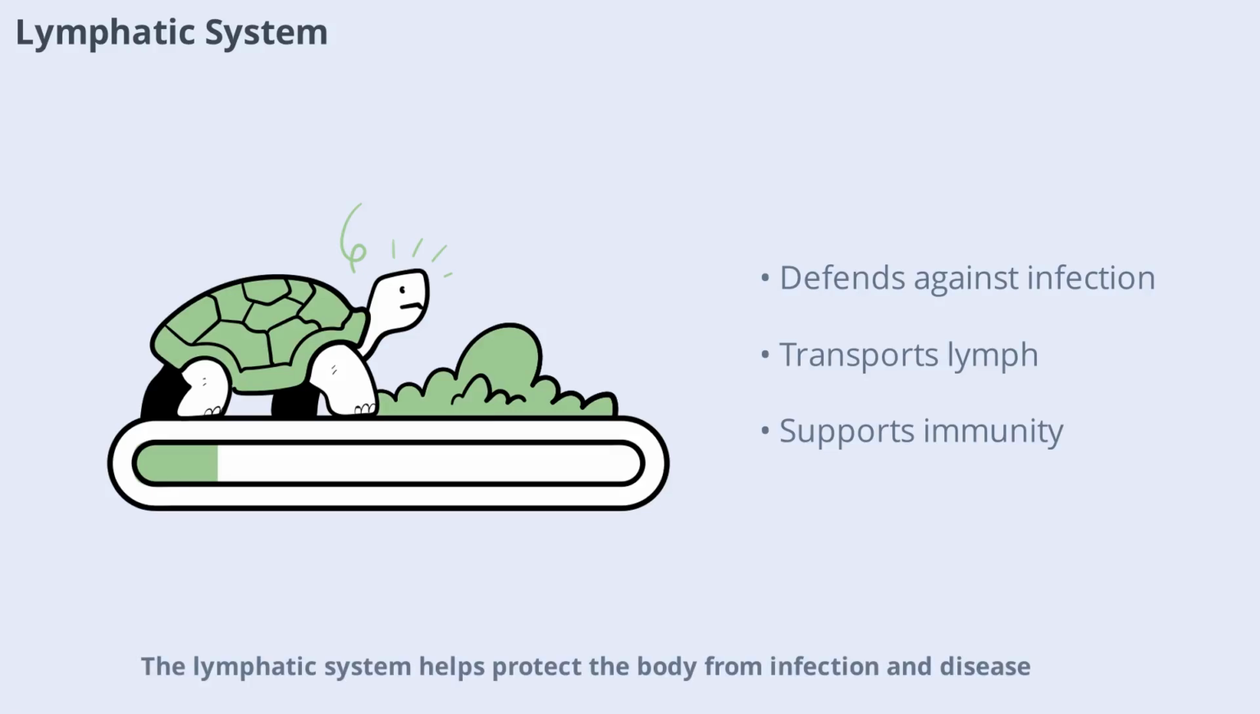The lymphatic system helps protect the body from infection and disease. It includes lymph nodes, lymph vessels, and organs like the spleen and thymus. This system transports lymph, a fluid containing white blood cells, throughout the body. It plays a key role in immune defense and fluid balance.